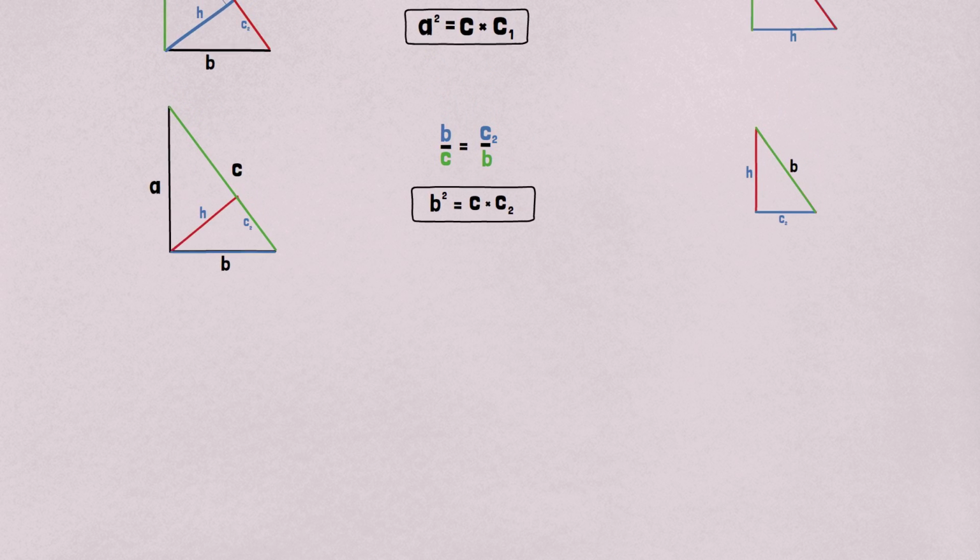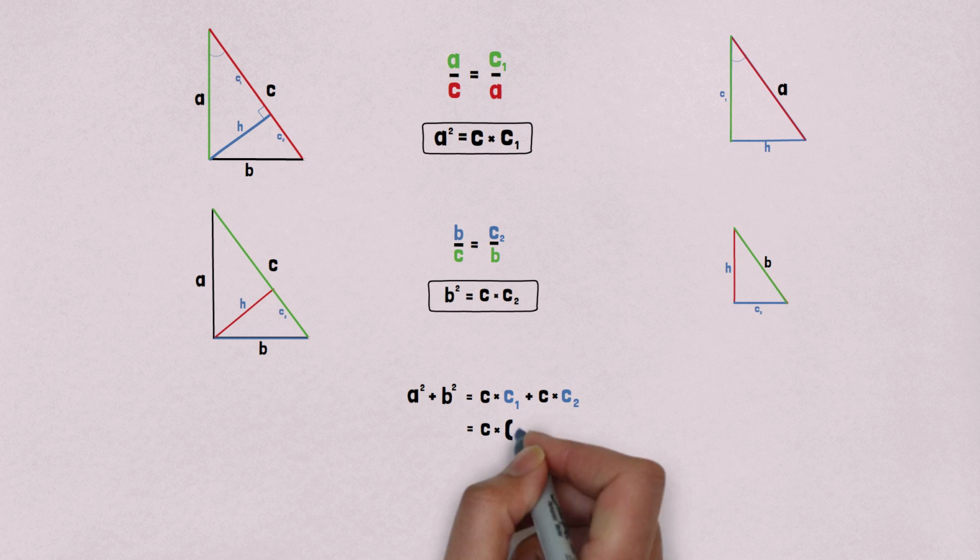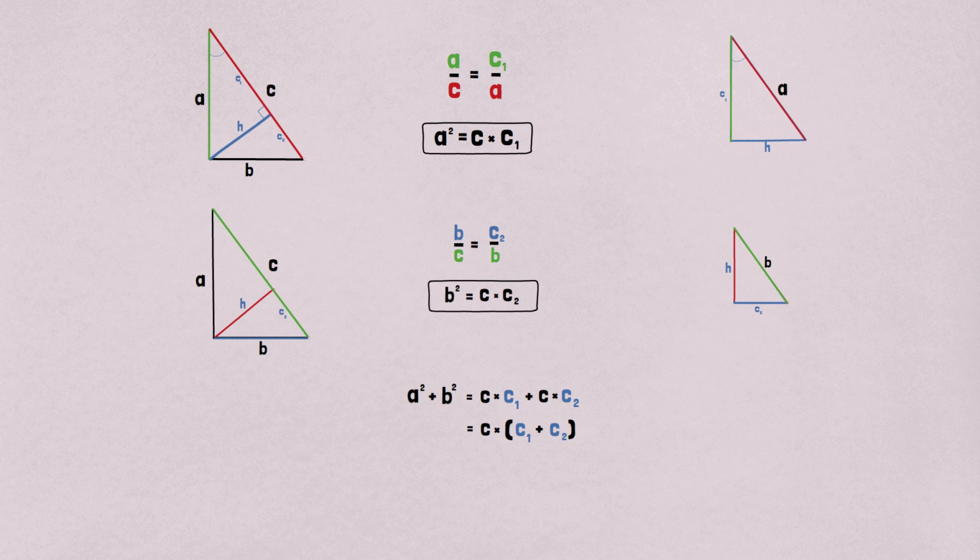Now we take our two equations and we add them together. We get A squared plus B squared equals C times C1 plus C times C2. We factor out the C on the right side and get C times (C1 plus C2). But remember, C1 plus C2 equals C. Now take a break here and dance a little bit if you understand how beautiful that is.